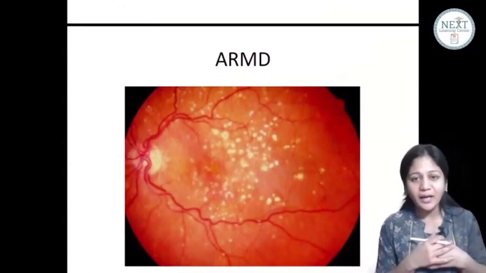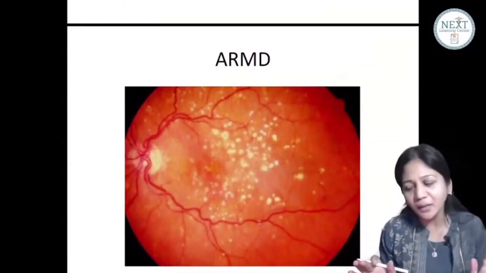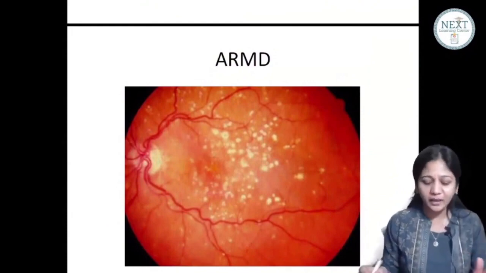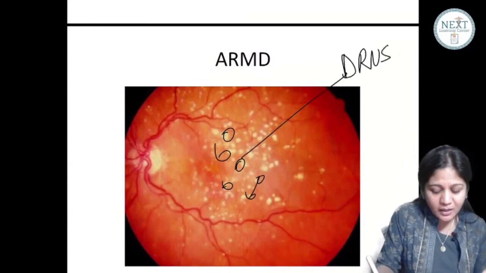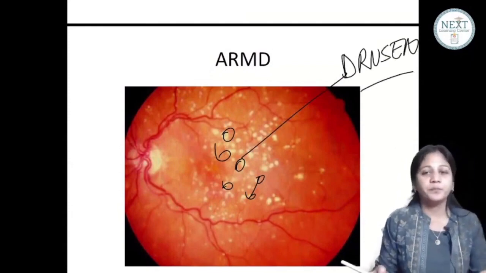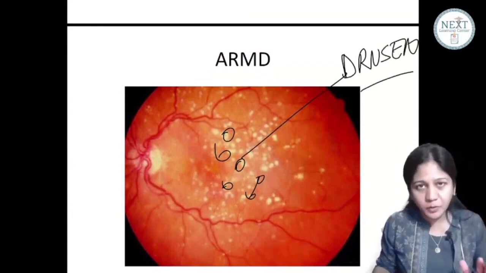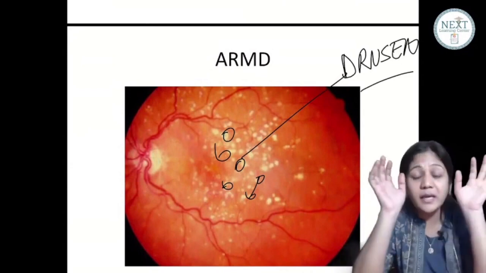ऐसा लग रहा है कि ये hard exudate है, but आपको नहीं पहचानना, ठीक है? ये छोटे छोटे जो white yellow yellow दिख रहे हैं, these are actually the drusens which are accumulated in the macula. ठीक है?